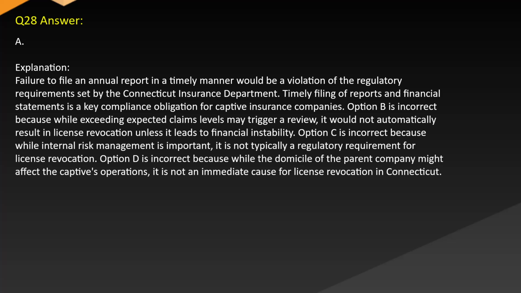Option C is incorrect because while internal risk management is important, it is not typically a regulatory requirement for license revocation. Option D is incorrect because while the domicile of the parent company might affect the captive's operations, it is not an immediate cause for license revocation in Connecticut.